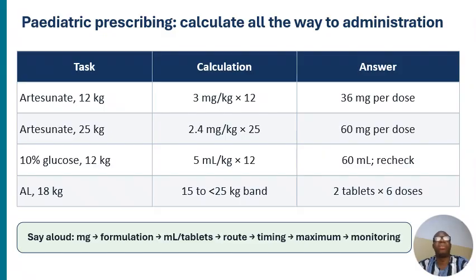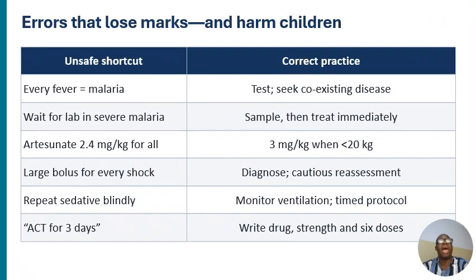So the calculation discipline helps us recognize the broader errors that make people lose marks or harm children in practice. These are shortcuts we must deliberately avoid. Do not equate every fever to malaria. Test, look for coexisting disease. Do not wait for a laboratory result before treating suspected severe malaria cases. Take the sample and then treat immediately.